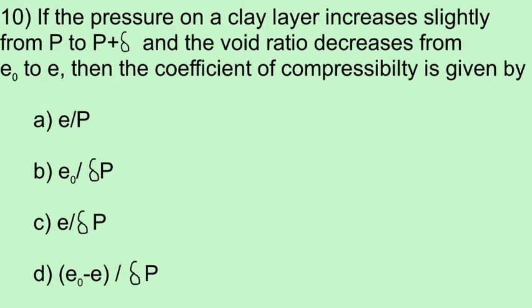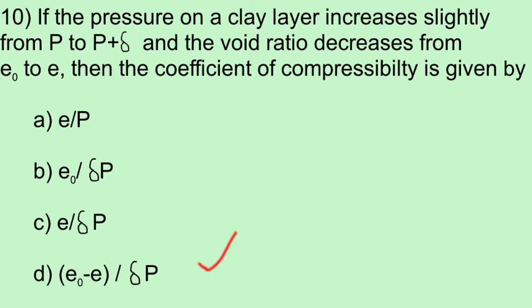Tenth question, if the pressure on a clay layer increases slightly from P to P plus delta P and the void ratio decreases from e0 to e, then the coefficient of compressibility is given by: option A, e by P; option B, e0 by delta P; option C, e by delta P; and option D, e0 minus e divided by delta P. And the answer is e0 minus e whole divided by delta P. Compressibility is given by e0 minus e whole divided by delta P.